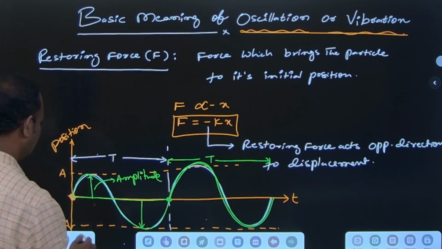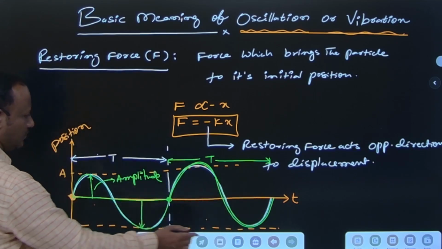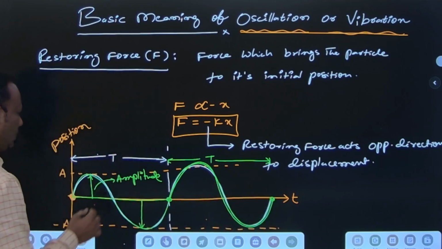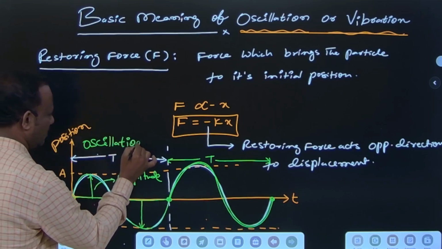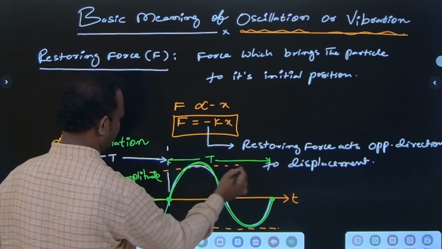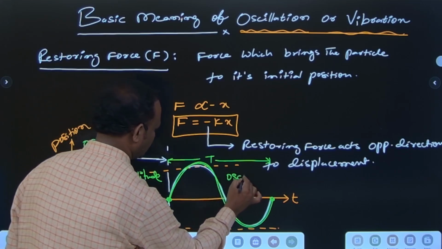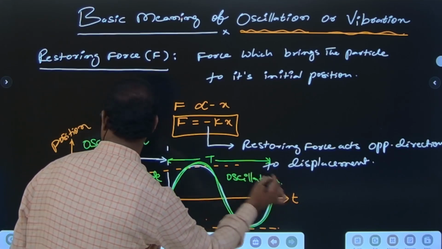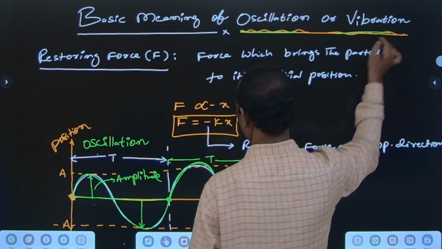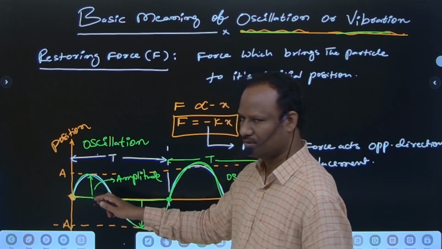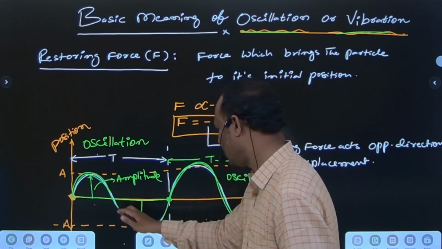So the frequency here is 2, with time period T for each wave. This is one oscillation, and this is another oscillation. The maximum displacement from the mean position gives the amplitude, and the particle has completed one oscillation.